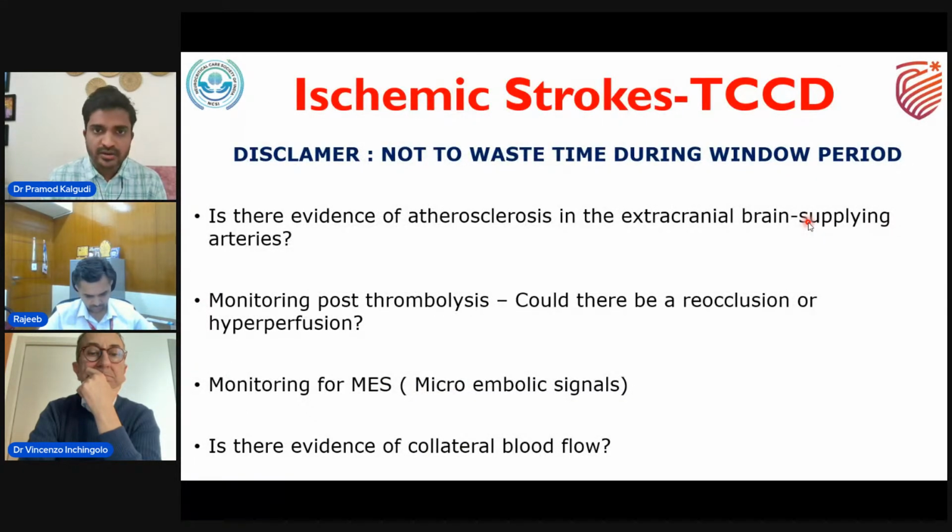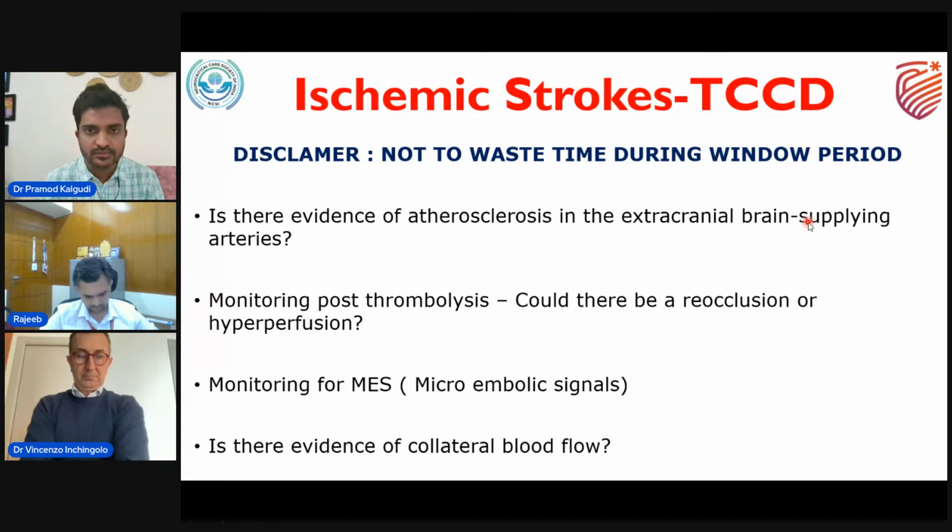Let's see how we can use TCCD in patients coming with strokes to our ICU. The disclaimer being, if the patient has come to us before thrombolysis and if the patient is in window, it's advisable not to waste time doing TCCD or TCD at that point. As we know, time is brain. So what other things can we look at with the TCD or TCCD in patients with stroke?